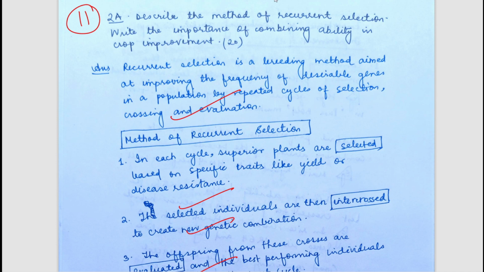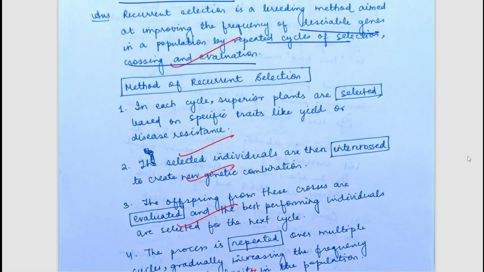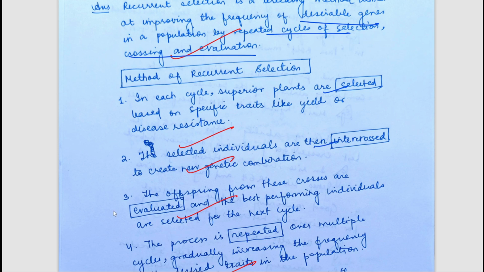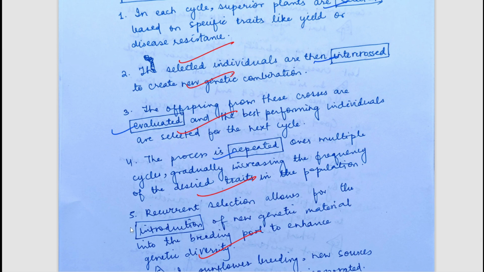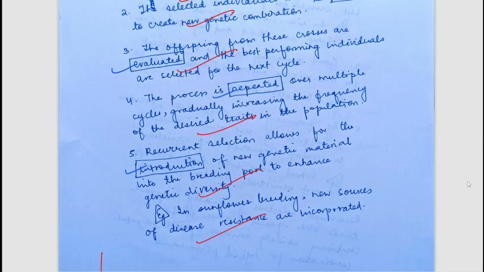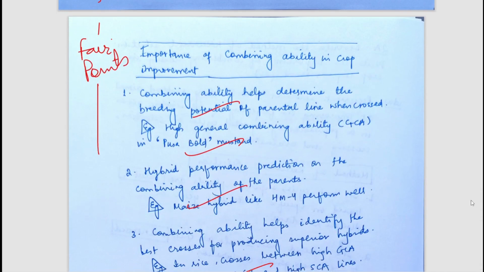The next question is, describe the method of recurrent selection and write the importance of combining ability in crop improvement. Recurrent selection is a breeding method aimed at improving the frequency of desired genes in a population by repeated cycles of selection, crossing and evaluation. So this is a fairly defined recurrent selection. Now what is its method? First we select, then we intercross, then we evaluate, then we repeat the same process until we get the proper plants or varieties. Then we introduce those varieties or new genetic material.